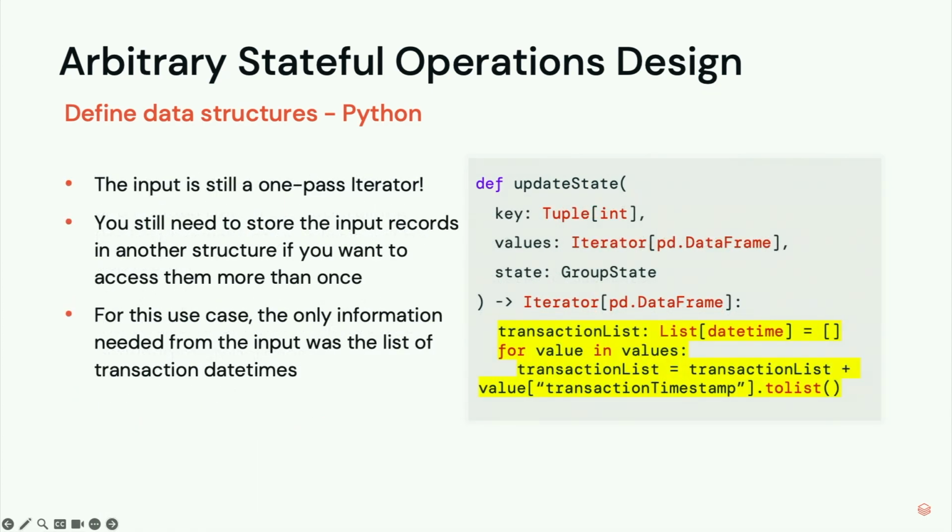Now remember, this input is still a one-pass iterator. So I've got code in here to move that to another structure, since I needed to access that input more than one time. If you're looking at the specific code, really all I needed for my logic is that list of transaction date times, so that's all I pulled into another structure.